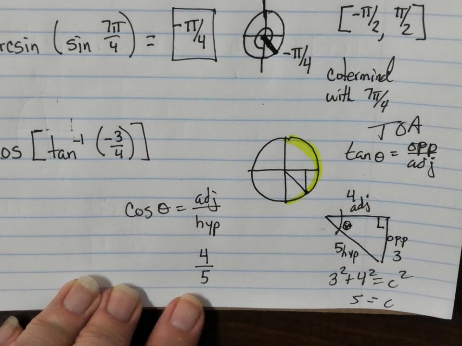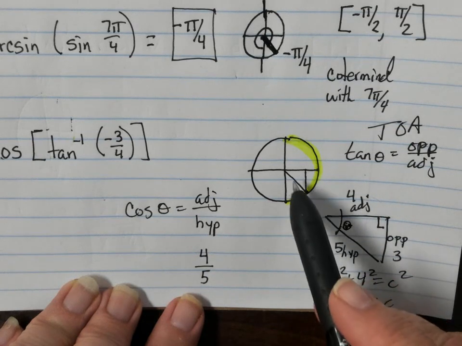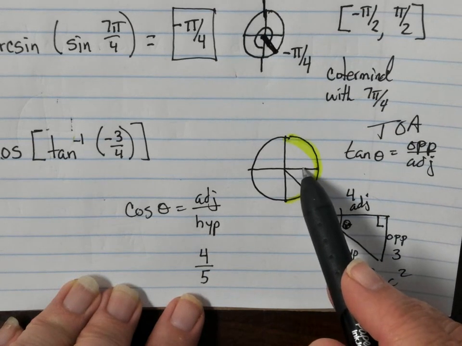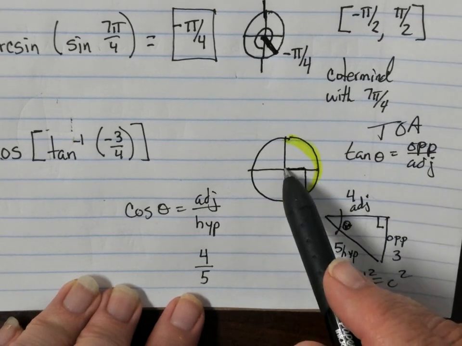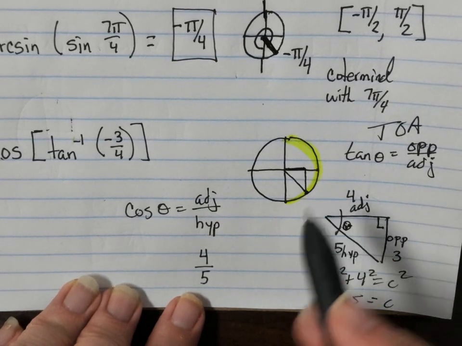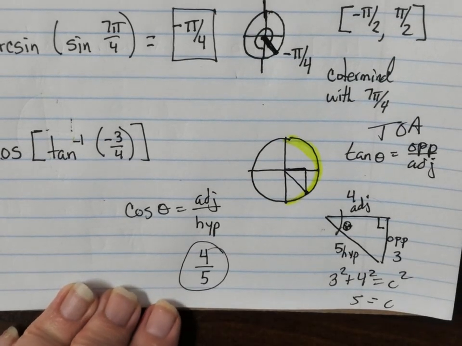Now the only question is, is it going to be positive or negative? Well, where are we at here? We're in the 4th quadrant. Cosine is your x value. That's a positive value. So there we are, 4/5.